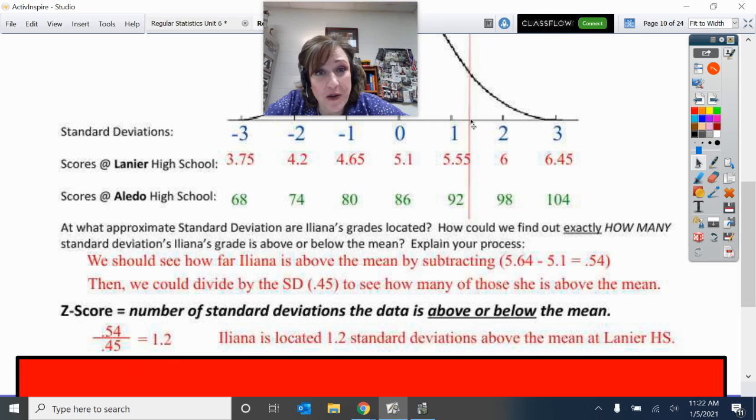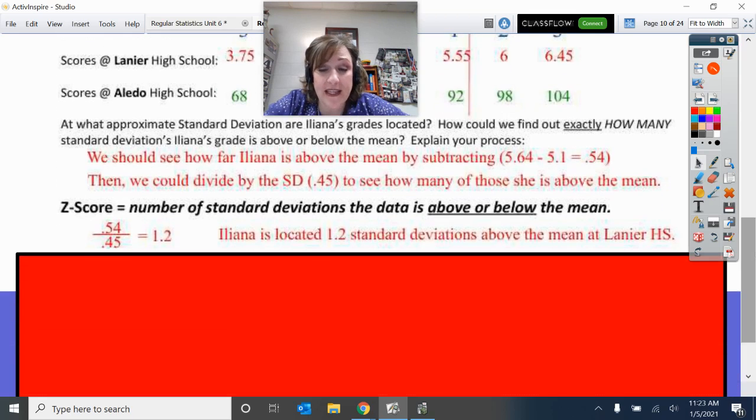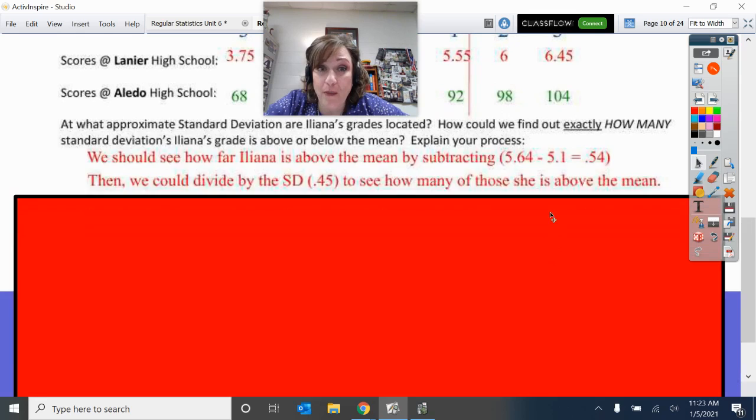And look at how I located that. She is about 1.2, 1 and then point 20% up, 0.2 standard deviations above the mean at Lanier High School. So then we want to put her 1.2 standard deviations above the mean at Aledo High School. And so that's how we come about that thought process.